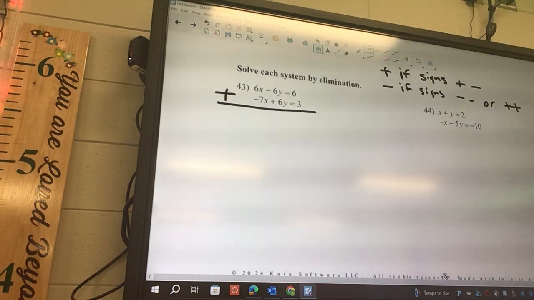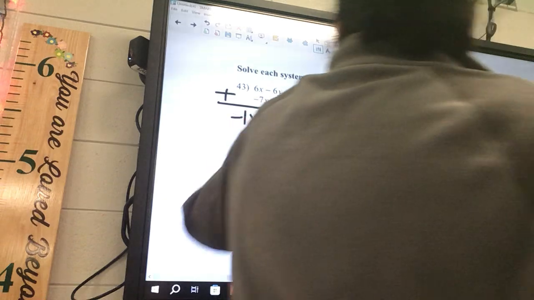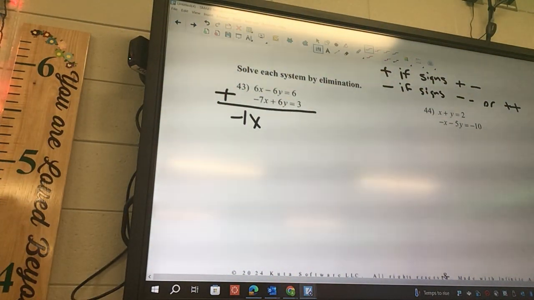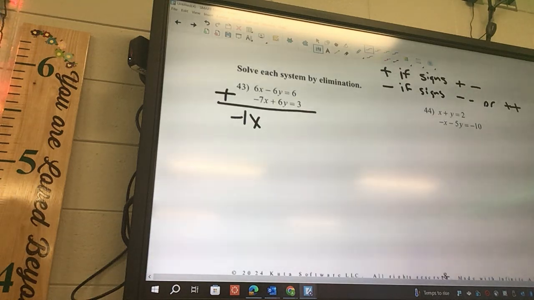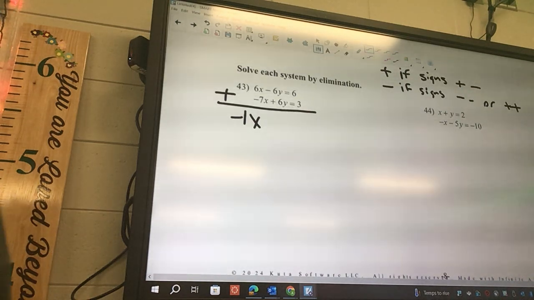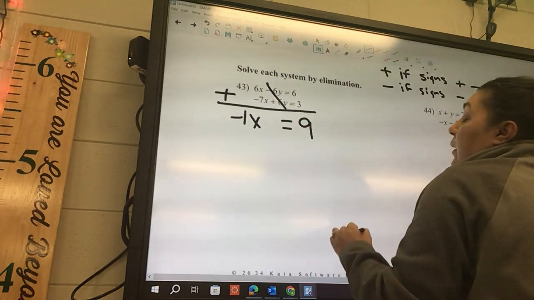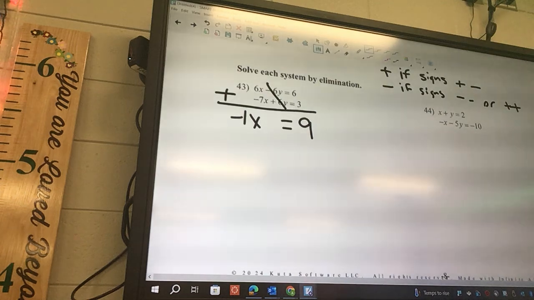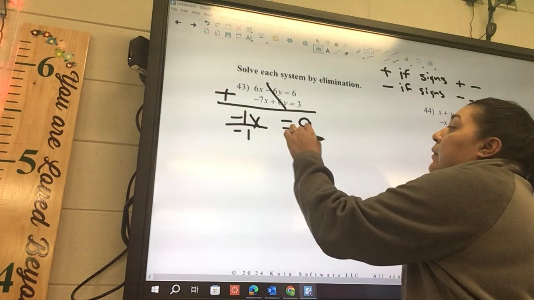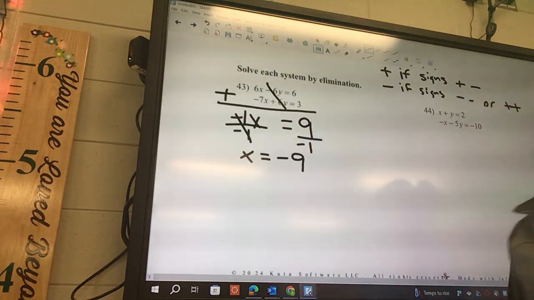Okay, and so 6 plus negative 7, negative 1x, negative 6y plus 6y, 0, which means cancel, okay? 6 plus 3 is 9. Okay, and then what needs to happen? Divide by negative 1. So we're gonna get x equals negative 9.